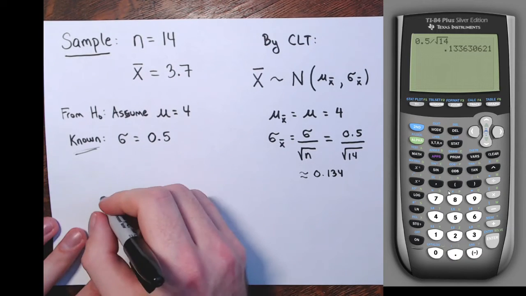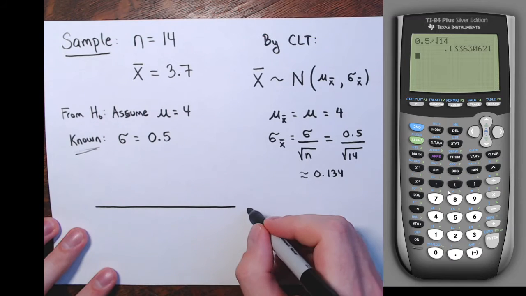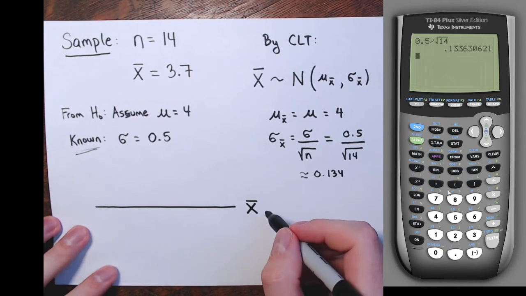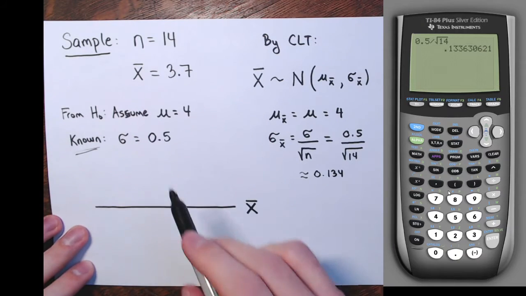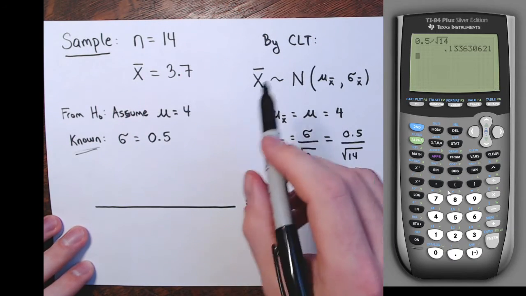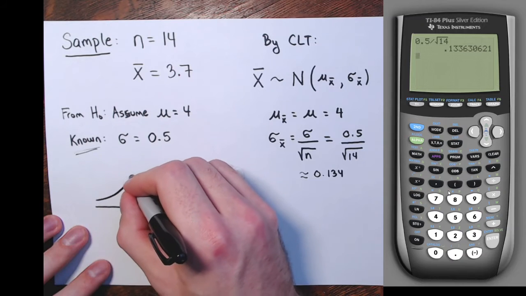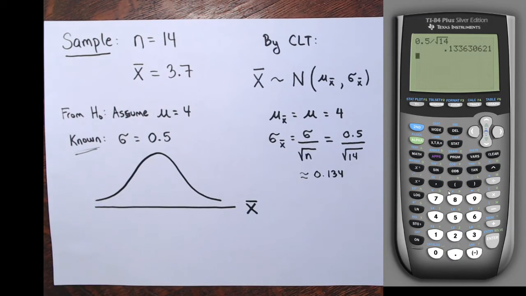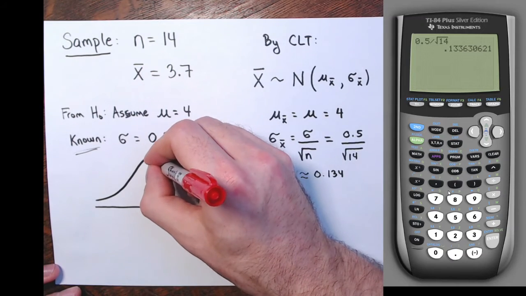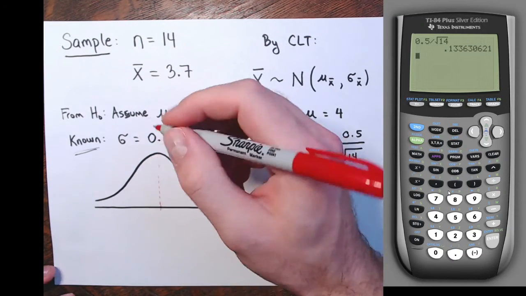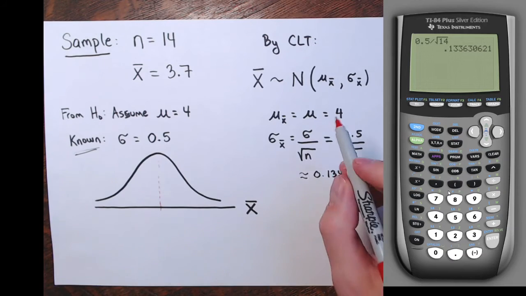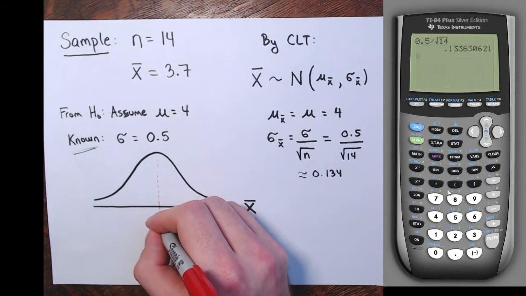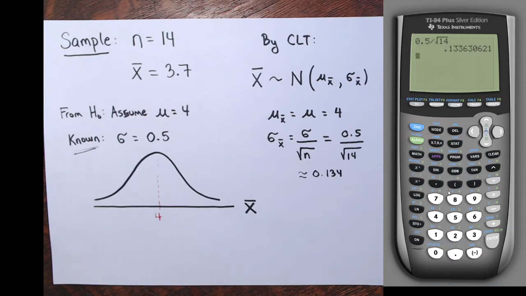And I'll draw a little picture. We have here a number line representing possible values of the sample means for samples of size 14. We're saying that this is normally distributed, a nice symmetrical bell-shaped curve over that, where the mean underneath the peak here is 4 ounces. That's what's being assumed from the null hypothesis.